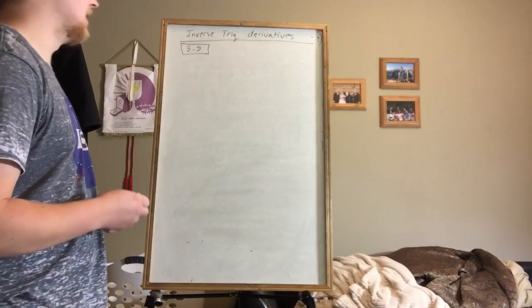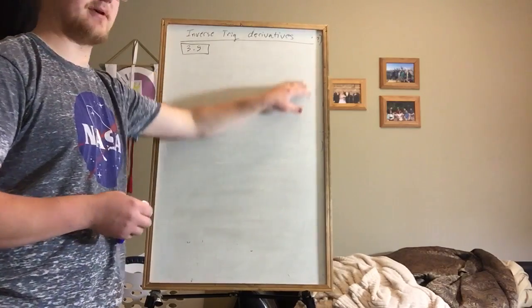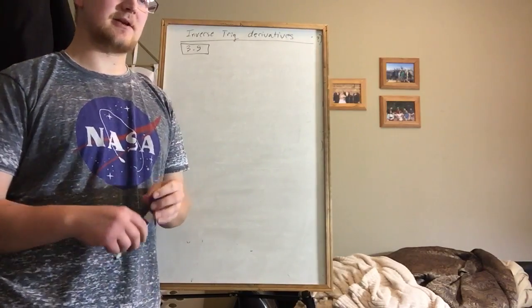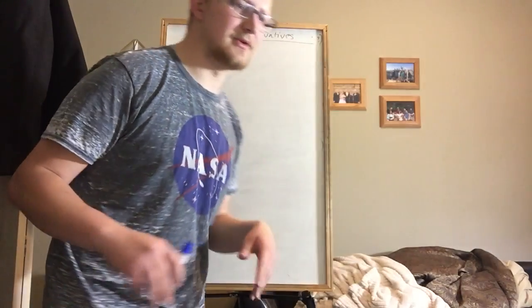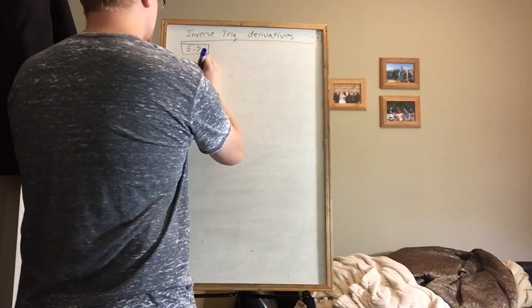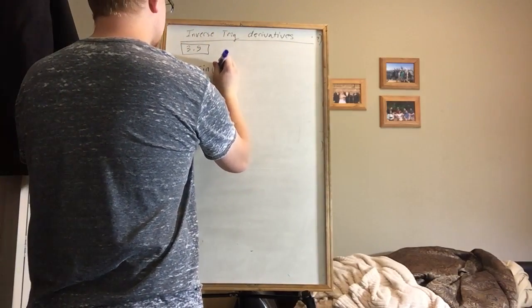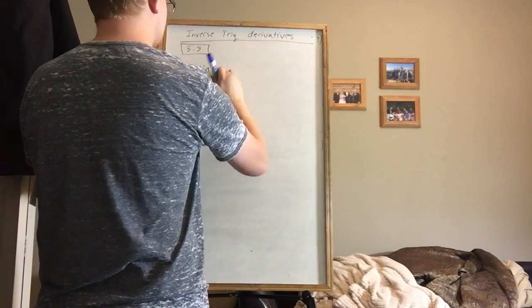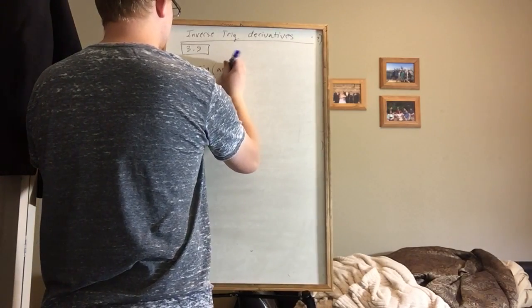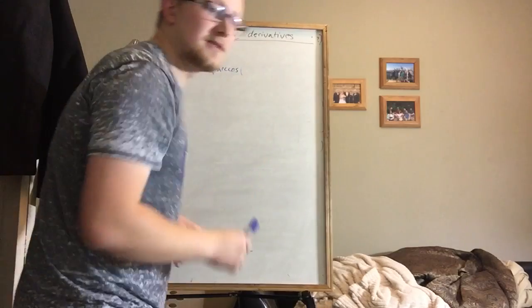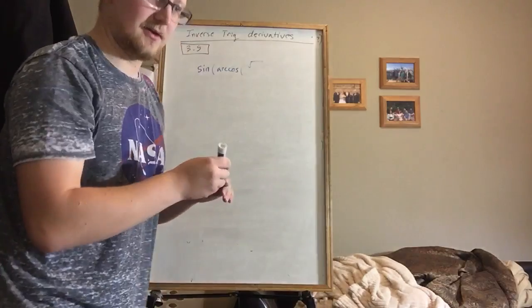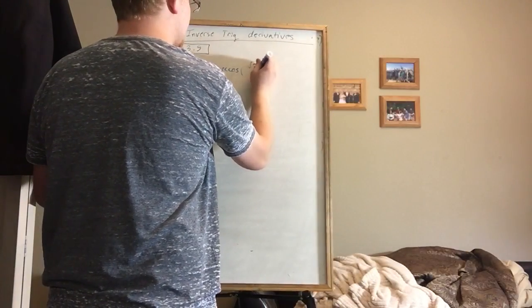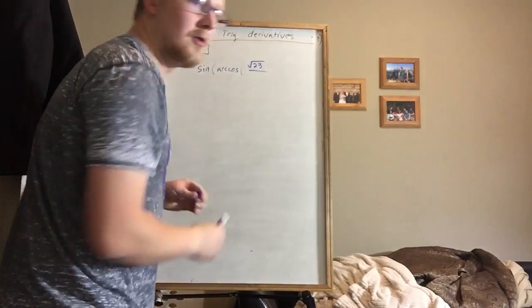So, before I even hop into the derivative side of things, just a little trig review is going to help here. This is problem number 2. It's giving us something to compute: the sine of the arc cosine of root 23 over 5.